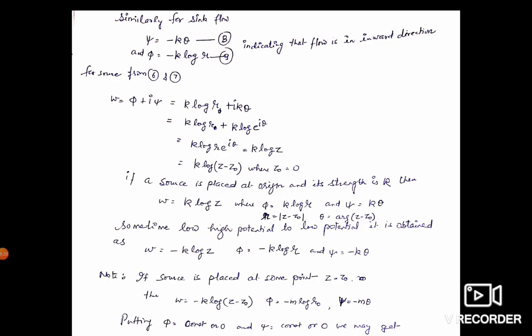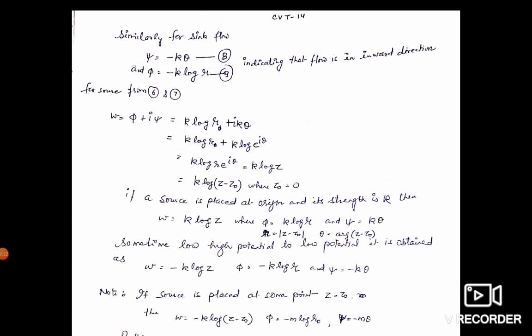Similarly, what we do for the sink, we may write with negative symbol. K is strength, you remember it. So we write psi is equal to minus K theta and phi is equal to minus K log R. In source, we have derived psi is equal to K theta. In sink, psi will be minus K theta. So there is the difference of only symbol. But you should keep in mind that in some books, both are having the opposite symbol. That is, these values are found for source, and with positive the values are found for sink.